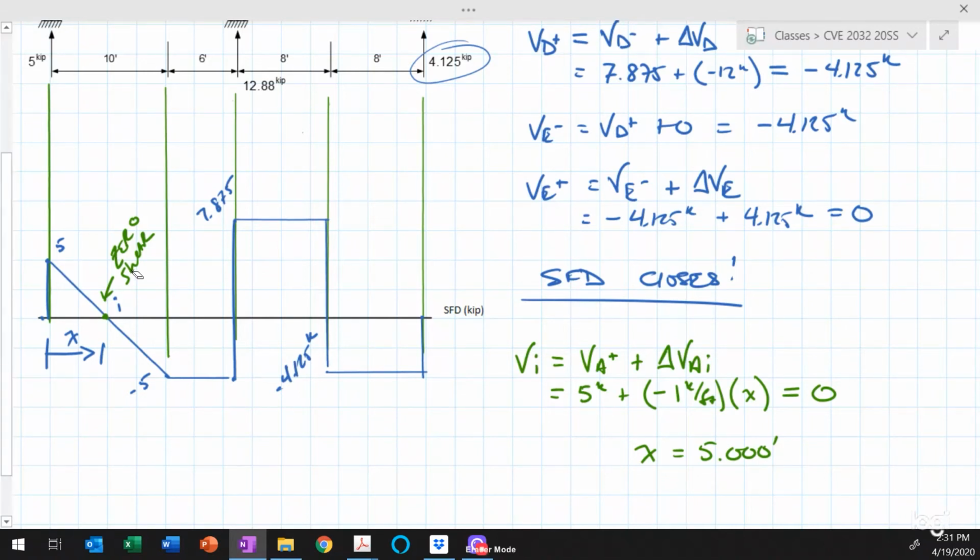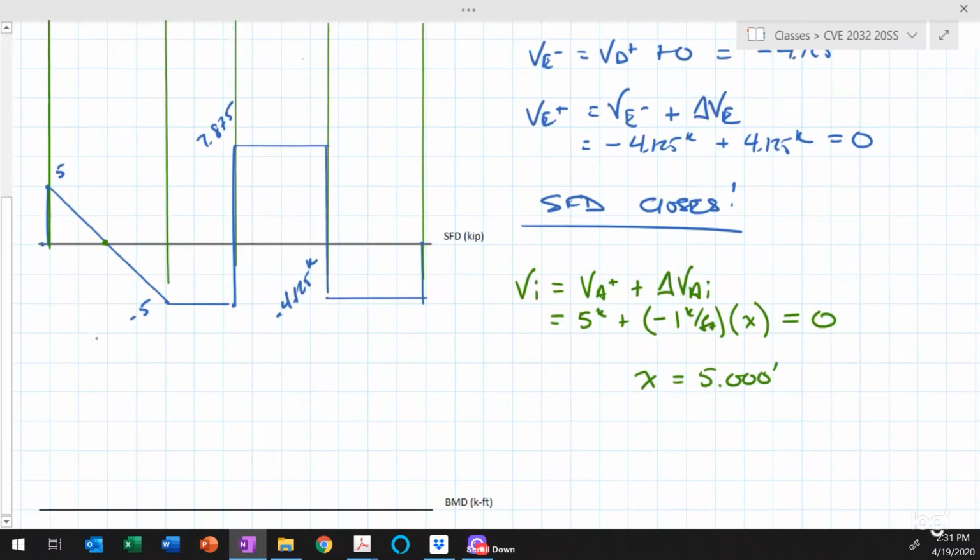All right, now let me go ahead and erase that. And all right, so let me scroll down here. We'll get to work on our bending moment diagram.